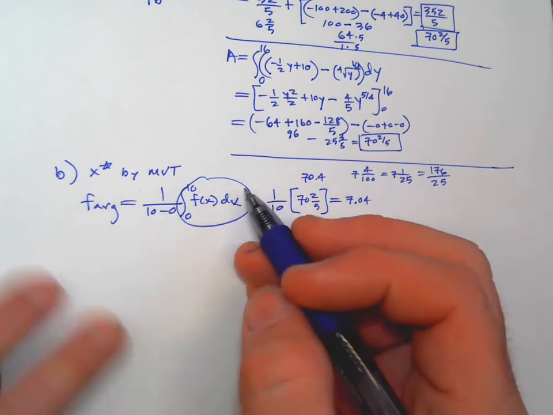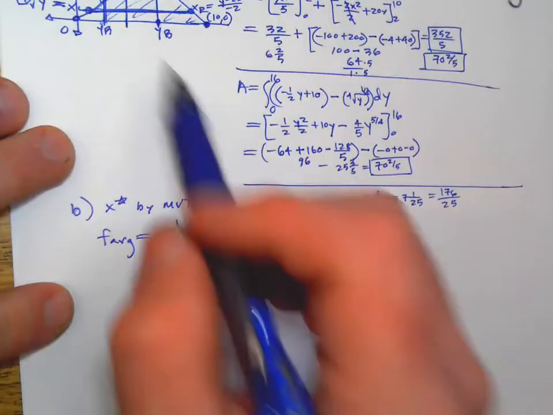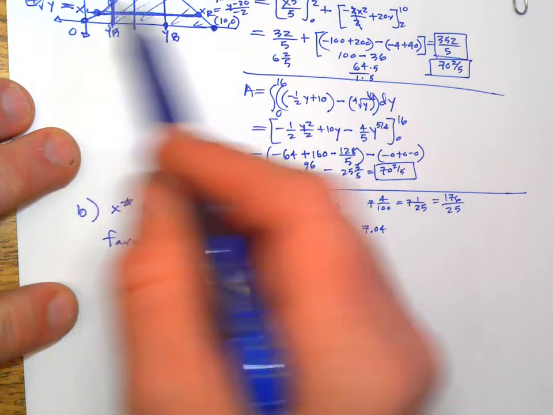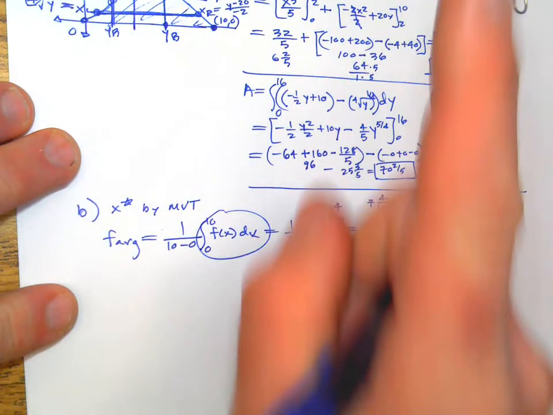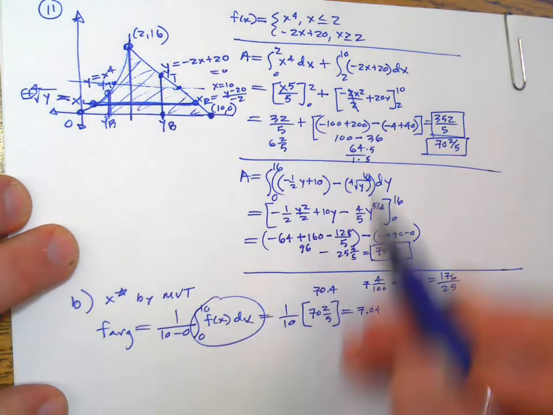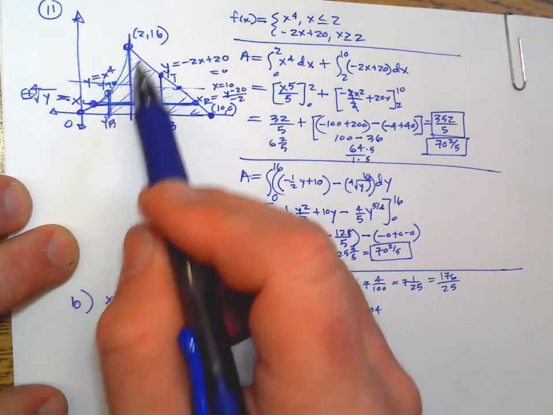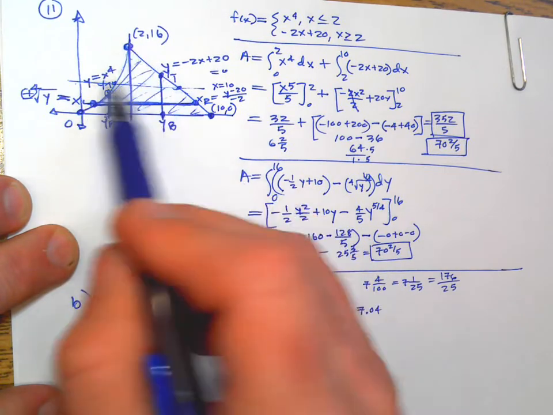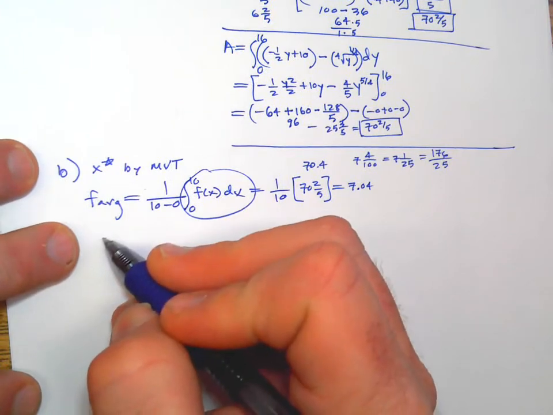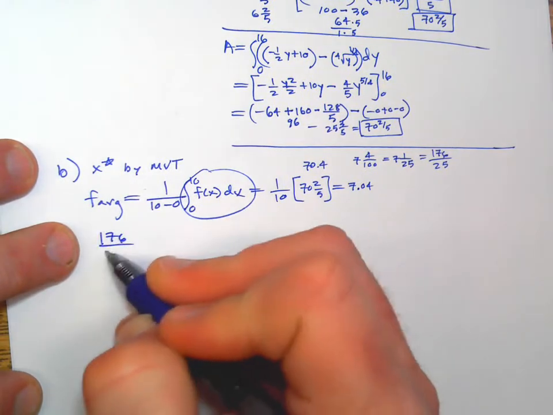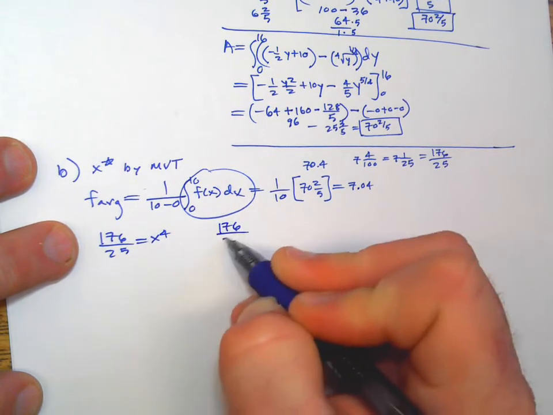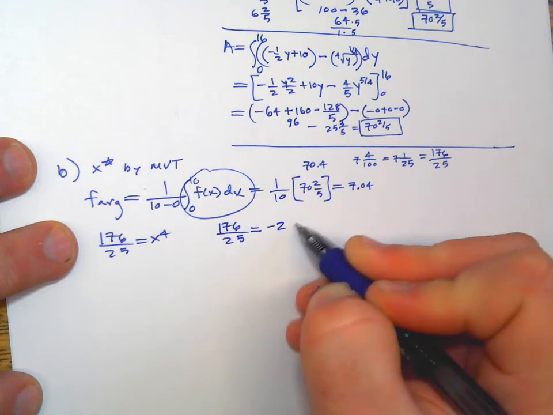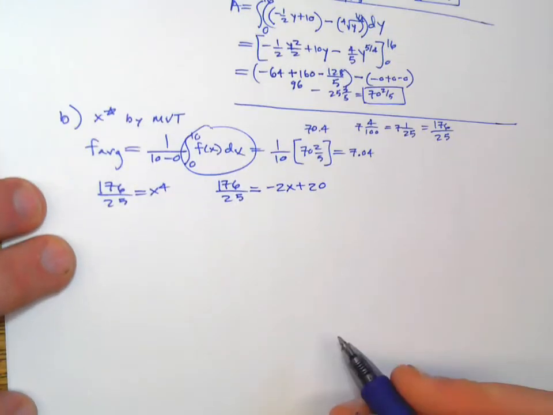Now the x star values, here's the deal. If you look at this, 7.04 is kind of like somewhere in the middle here. And we know we should get at least one answer because the mean value theorem guarantees it. But looking at this picture, we expect to get 2. We get one here when this line crosses this curve, and one here when this line crosses this curve. You got to find those each separately by setting 176 over 25 equal to x to the 4th, and then separately setting 176 over 25 equal to negative 2x plus 20. And you got to solve each of them separately.